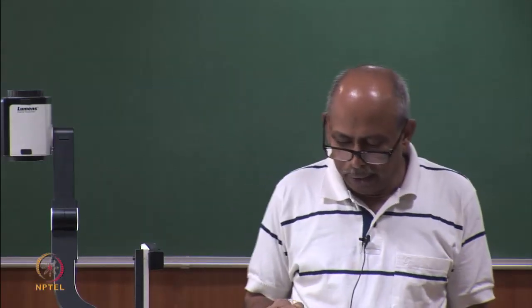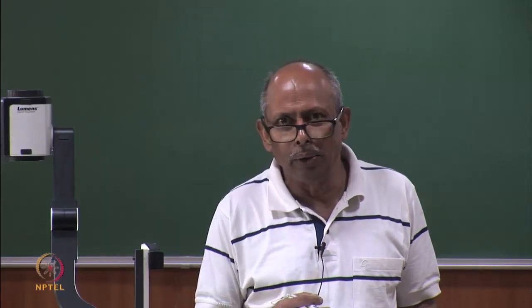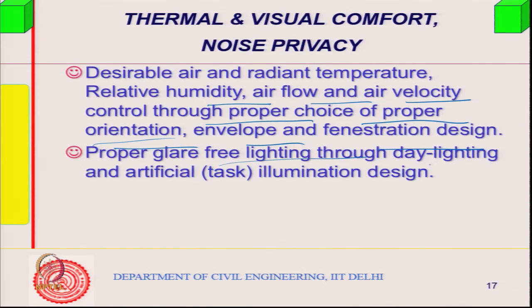So, proper orientation and so on, we will look into all these issues in this course. Proper glare free lighting through daylighting is another aspect we should look into. Now, glare I will define again later on, but quickly, glare occurs when you are looking at a car headlight and do not see anything; it is called disability glare. But glare can also be a kind of discomfort glare, which can happen in a classroom sometimes. We will discuss that later.